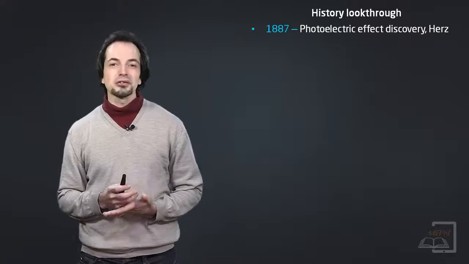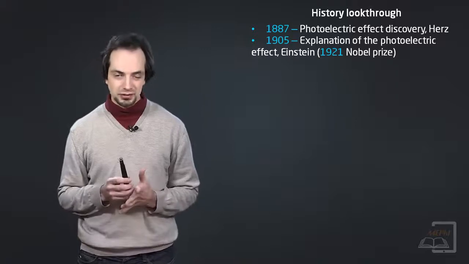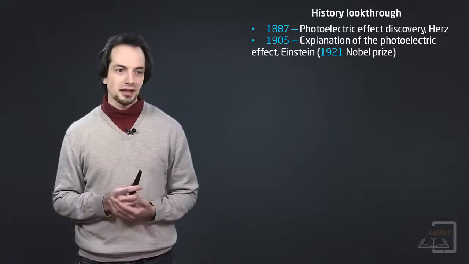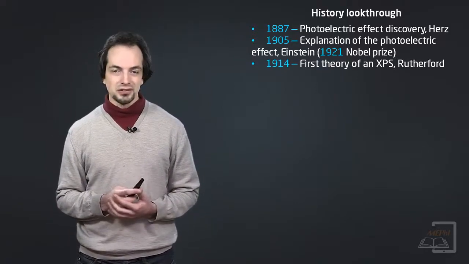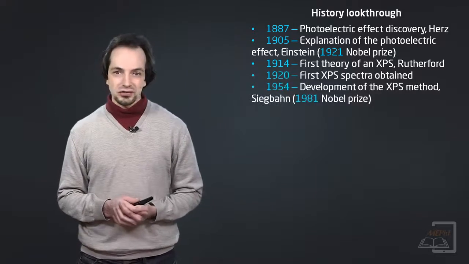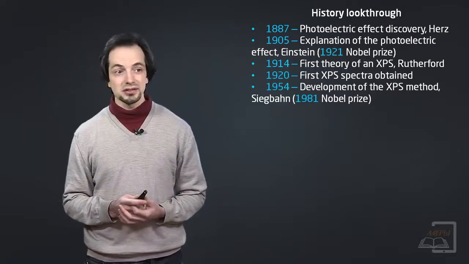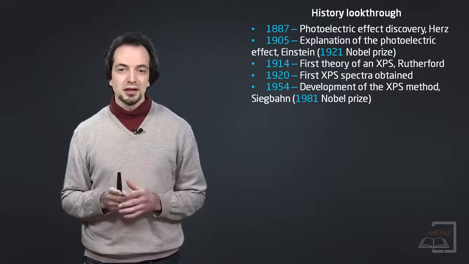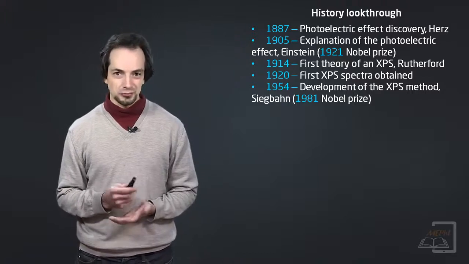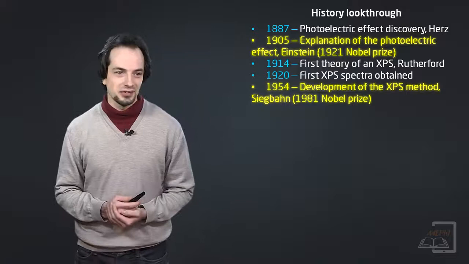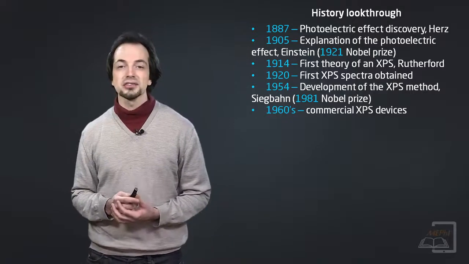First, the photoelectric effect was discovered in 1887. Then in 1905, Einstein explained the photoelectric effect and got the Nobel Prize for that. Then the theory of the X-ray photoelectron spectroscopy method was developed by Rutherford, and the first X-ray photoelectron spectra were obtained somewhere in the 1920s. And then the method was fully developed by Siegbahn, and in 1954 he got the Nobel Prize for that as well. So two Nobel Prizes inside one method. And since then it is being developed and widely used in surface analysis techniques.